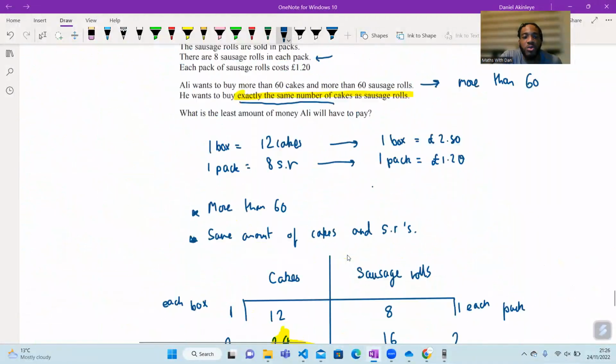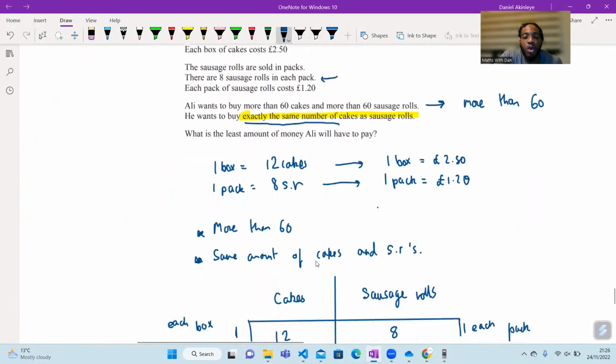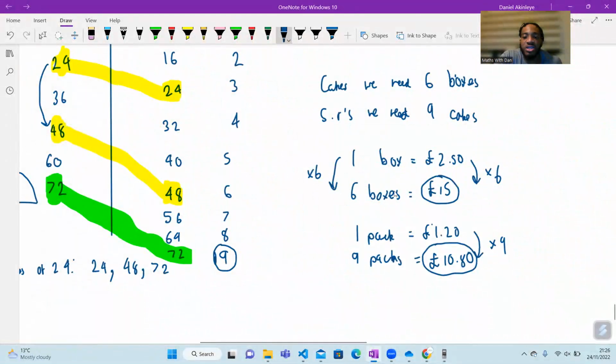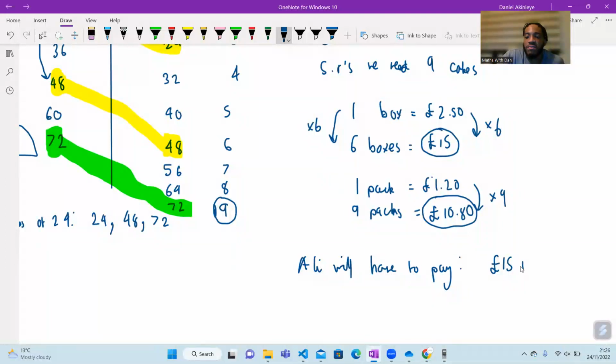Remember the question was asking us, what is the least amount of money Ali will have to pay? Well, the least amount of money Ali will have to pay will be how much he would pay for the 6 boxes, £15, and how much he will pay for the 9 packs, £10.80. So you say Ali will have to pay, sorry about my handwriting, and then you put this here, and then it will just be the £15 plus the £10.80. So the answer is just £25.80.